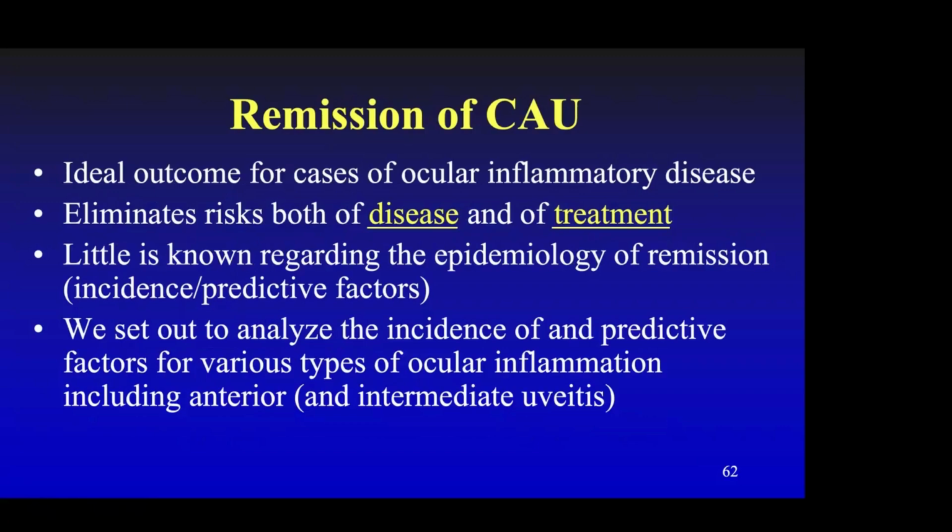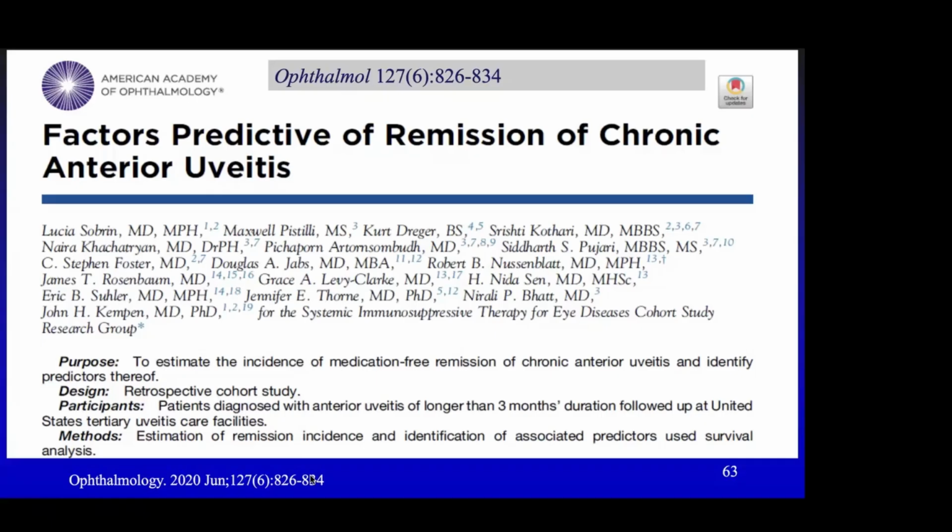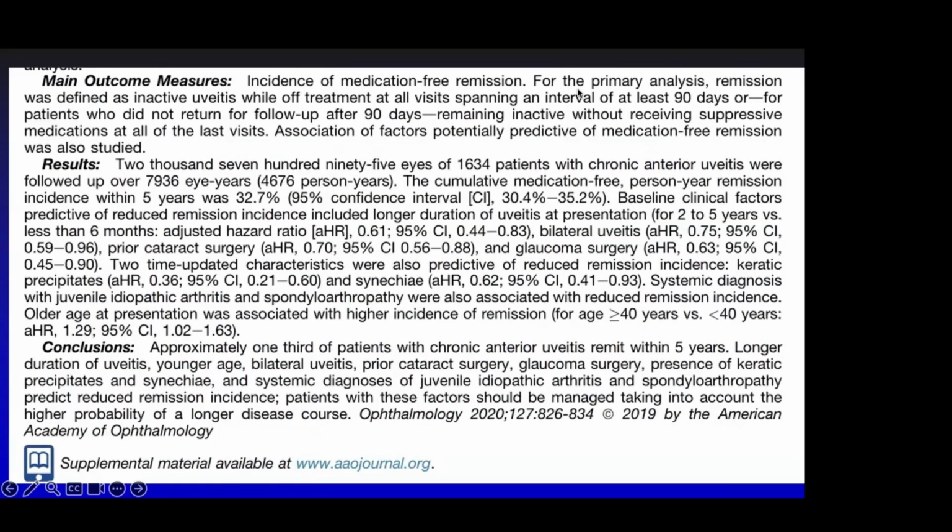And so remission of chronic anterior uveitis was something that we looked at because we wanted to estimate the incidence of remission using the SUN definition. Although if the patient had all visits until the last visit quiet off treatment and it was less than 3 months, we counted that too in our primary analysis because often those patients don't come back anymore. And so we looked at 2,795 eyes of 1,600 or so patients with about 8,000 eye years of time, and only about a third were in remission by 5 years.